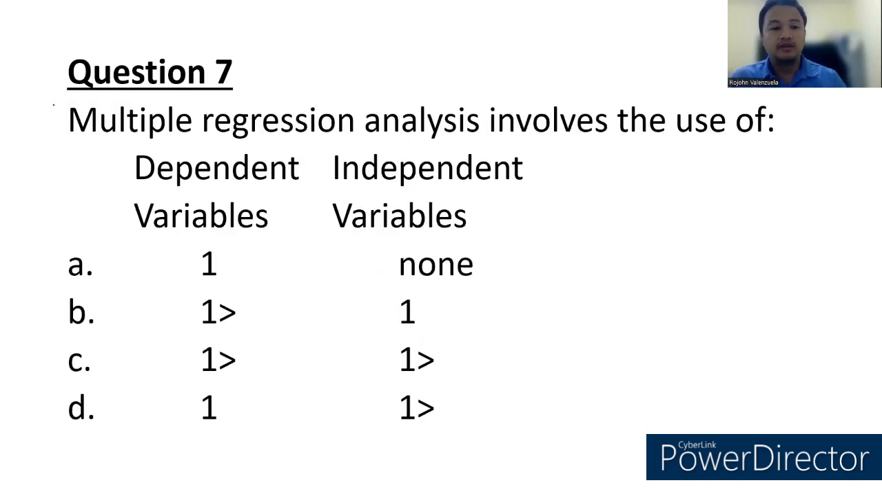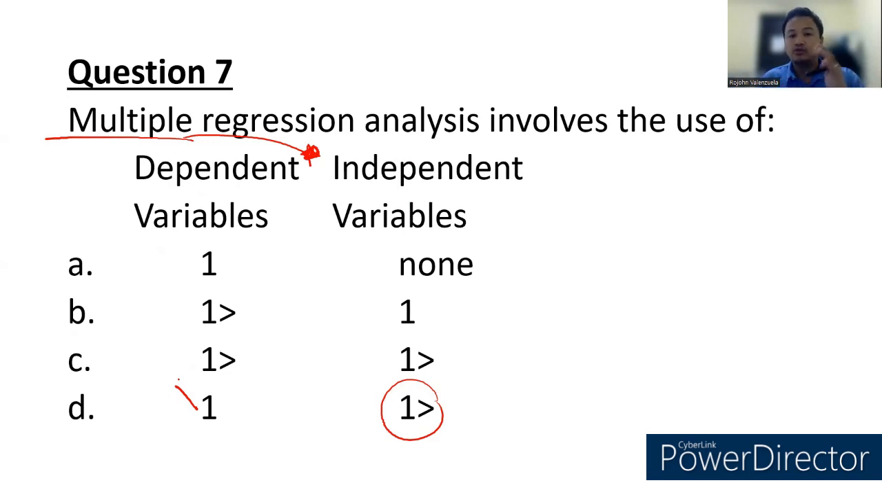Next, multiple regression analysis involves the use of how many dependent variables and how many independent variables. Pag sinabing multiple, we're looking at the independent variables, which is the activity. So pag multiple, more than one ang iyong sinasama sa analysis. Pero ang dependent variable mo, hindi pwedeng more than one. Isa lang dapat yon. Tinitingnan mo kung related ba yung dependent variable mo doon sa mga independent variables.